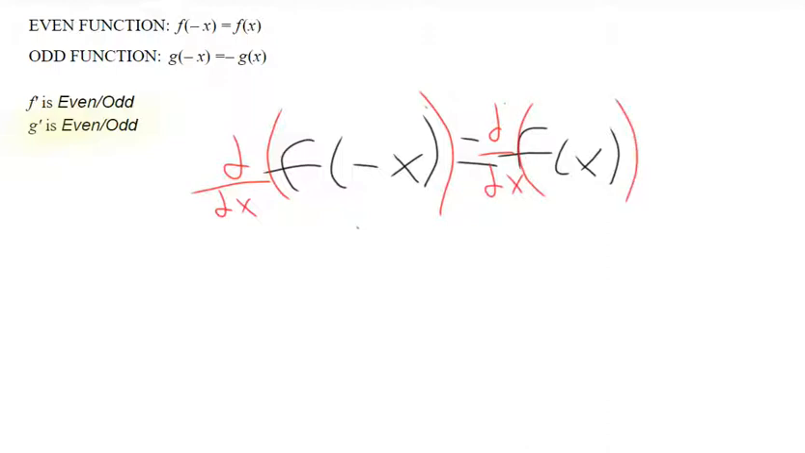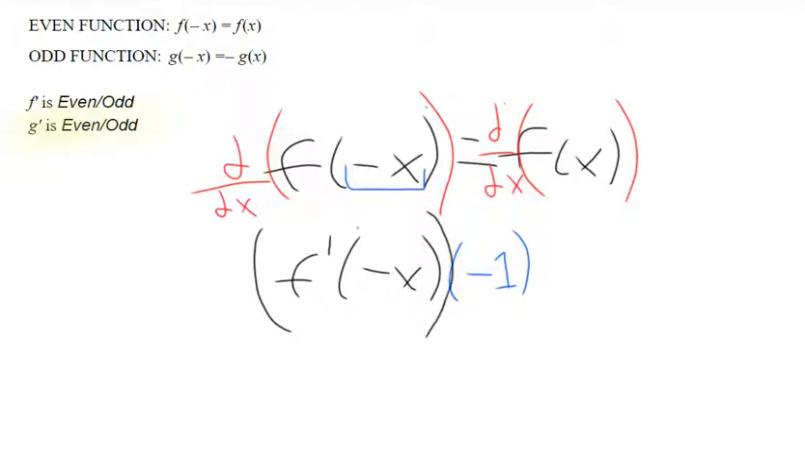On the left side, derivative of f of negative x. Well, first we're going to have f prime, and then the inside stays the same. But then we can't forget the chain rule, multiplied by the derivative on the inside, which is a negative 1. Just to make it clear, this negative 1 is not inside the f prime. And then on the right-hand side, derivative of f of x is just f prime of x.